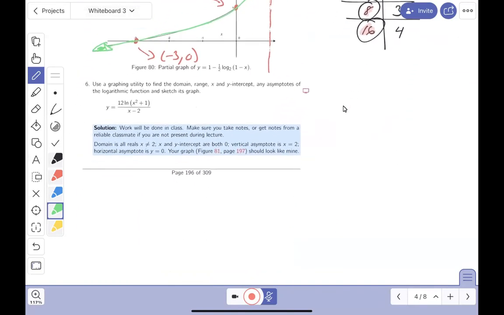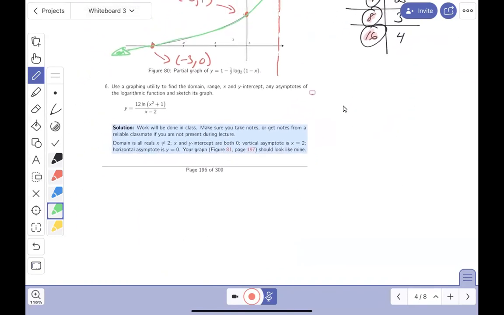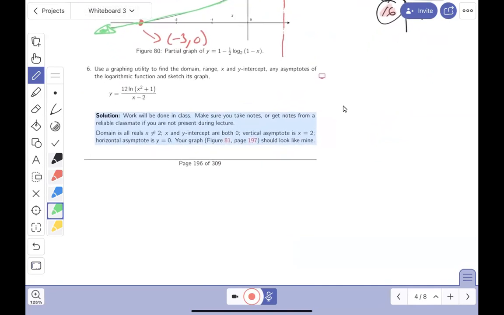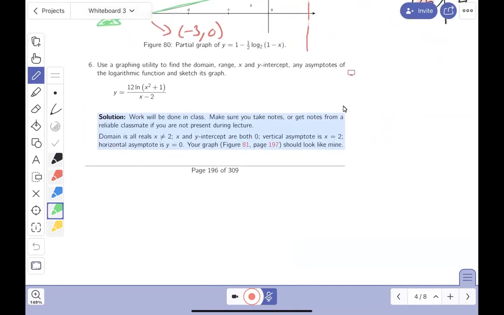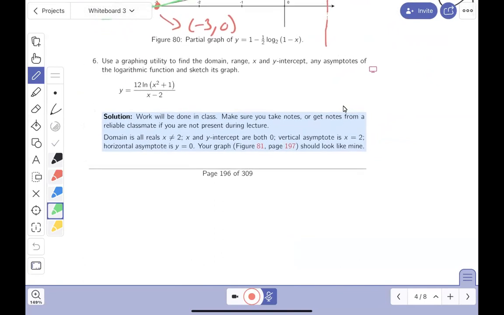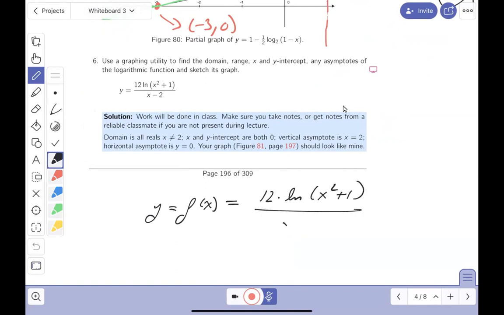Now, here's another problem for you. I know it's difficult. All right. I do want to look at the picture. Before I look at the picture, though, what I want to do is talk about the function. And what I know about this function over here is just looking at it. I'll write this down for you. Y is a function of x. And what is it? It's 12 times the natural log of x squared plus 1 over x minus 2.